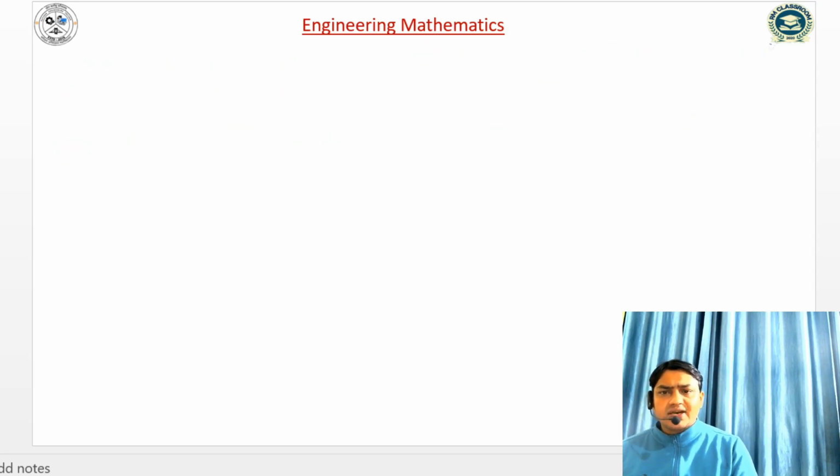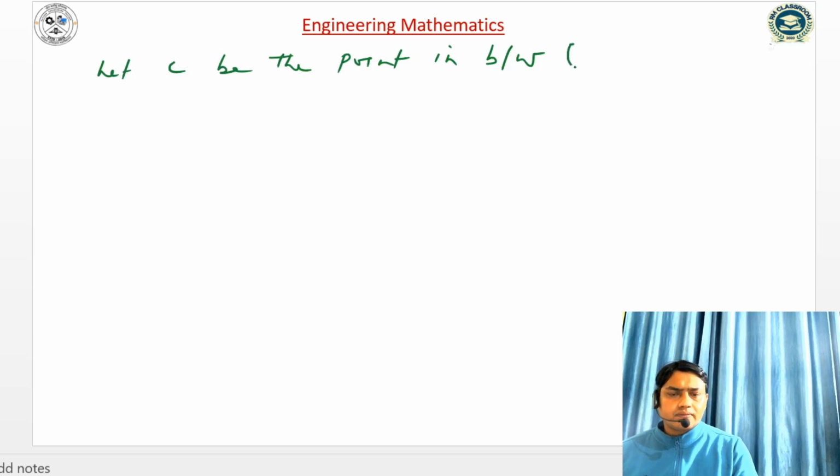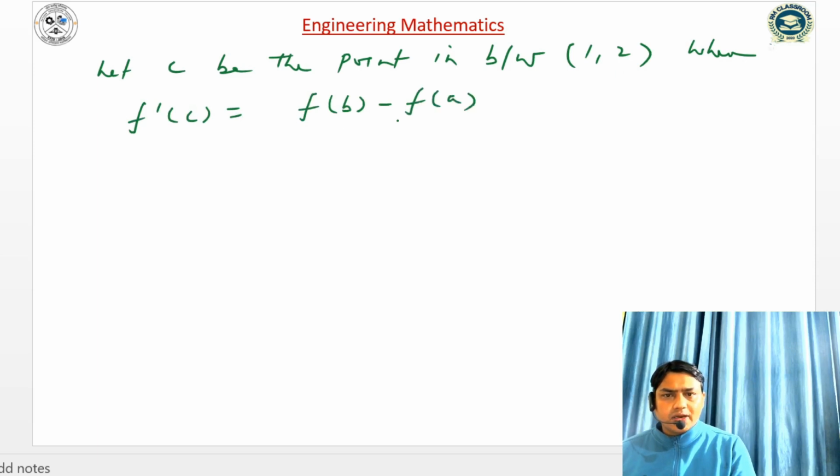So according to Lagrange's mean value theorem, let c be the point in between 1 and 2, where we can write f'(c) is equal to f(b) minus f(a) divided by b minus a.